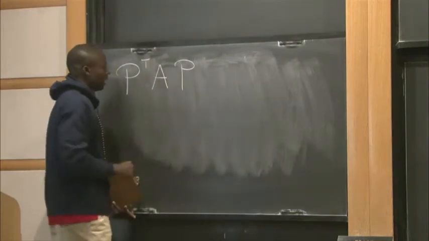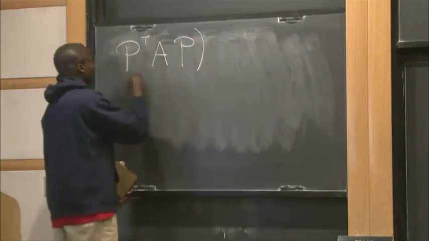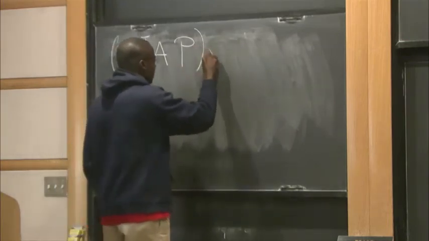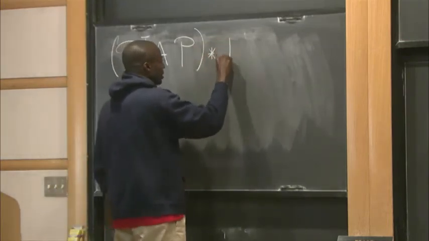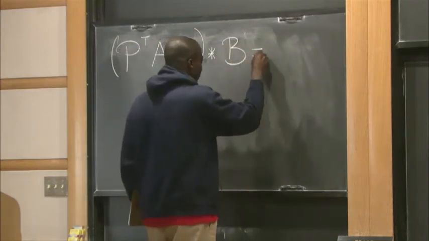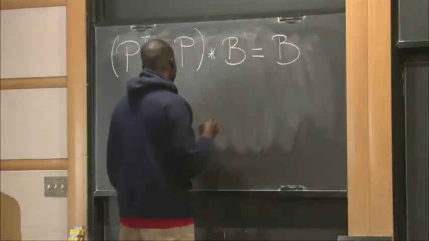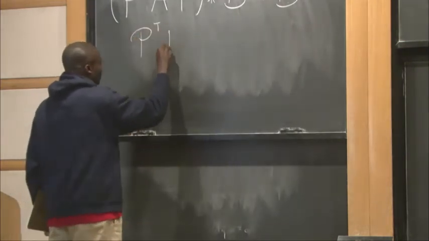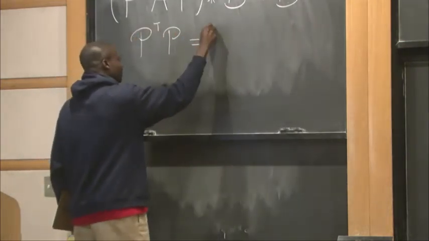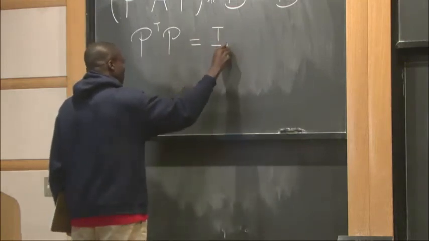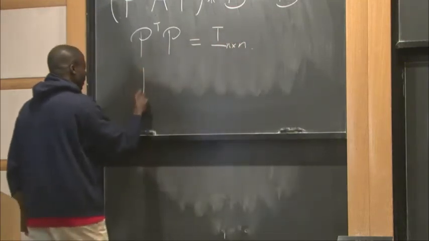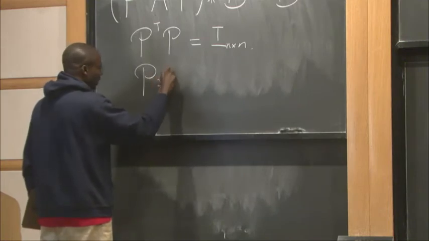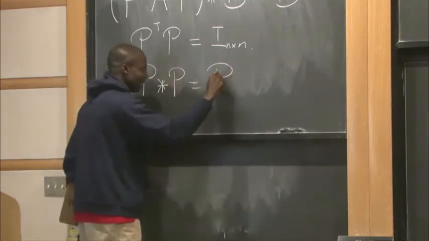P, A and B are n by n matrices. This product here denotes the so-called Hadamard product. I'm going to explain in detail what that means. And we want to solve for P subject to the following constraints. This is the identity matrix. And P Hadamard P should be equal to P.